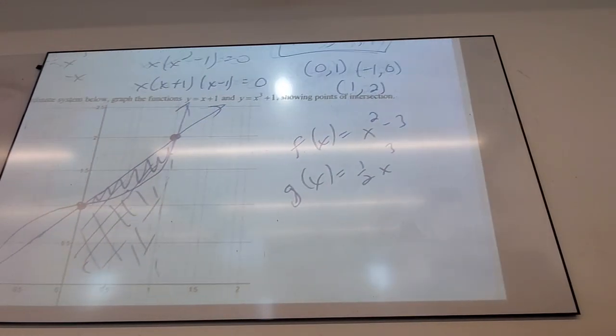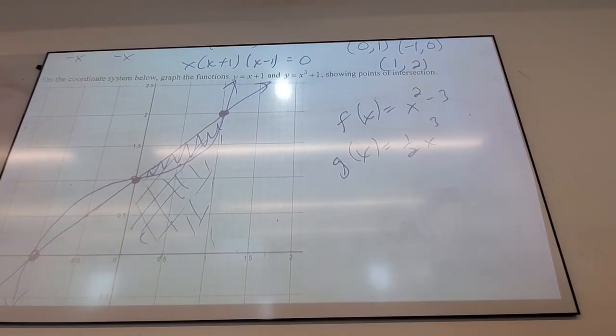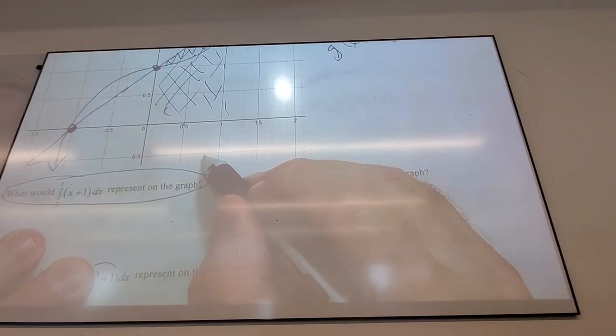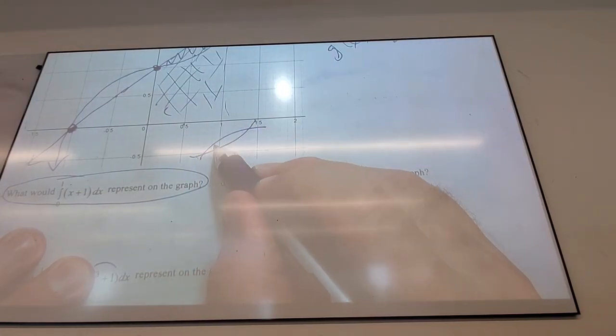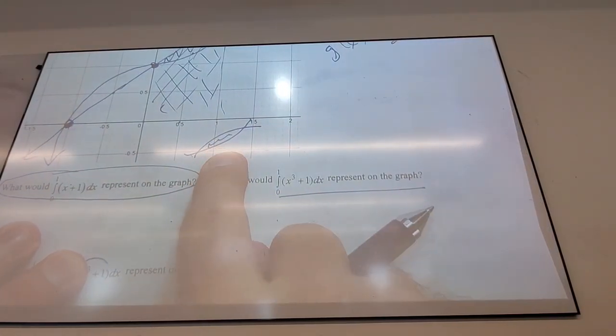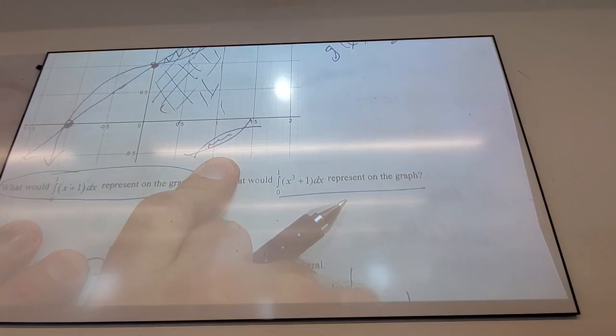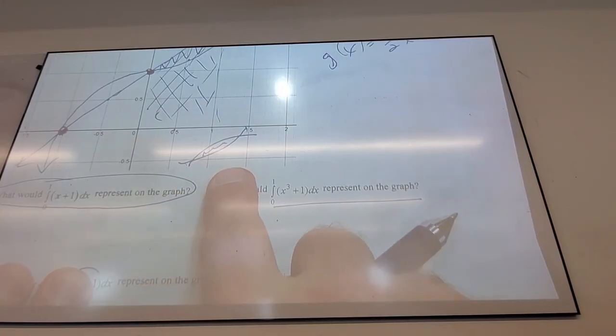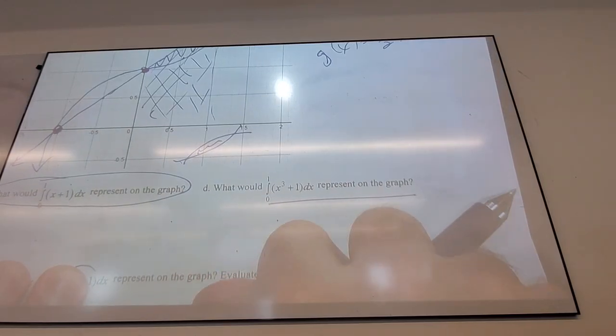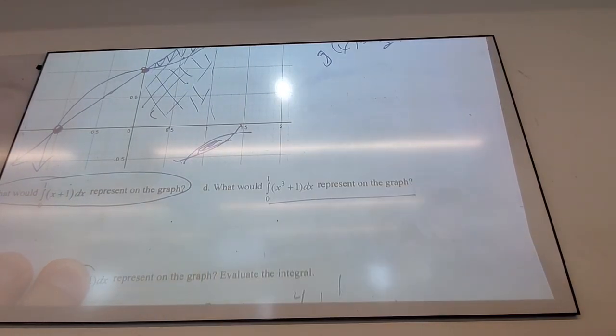You guys notice when I do this process, I always get a physical area. This whole picture could have been underneath here, and this would still have been a physical area. It would have been positive. So when I find the area between two functions, I always get a positive area. It's a physical area.